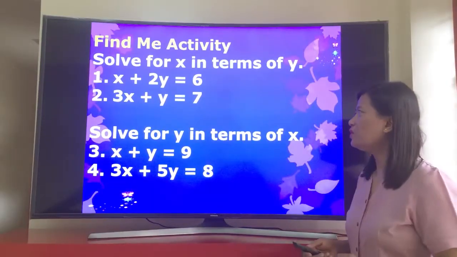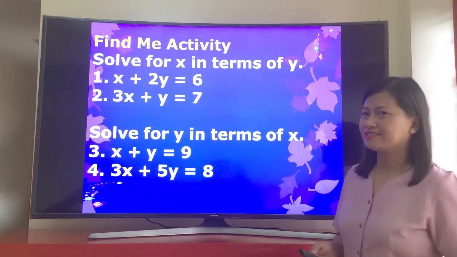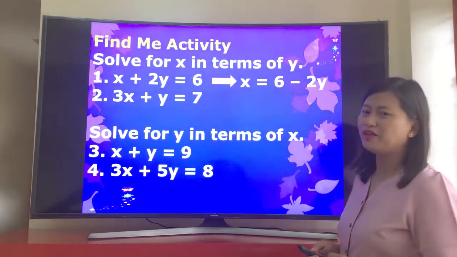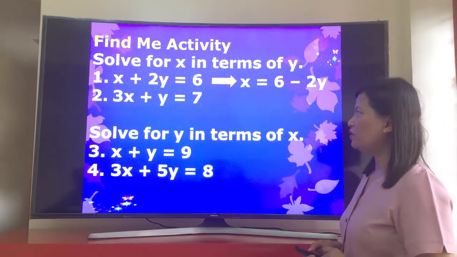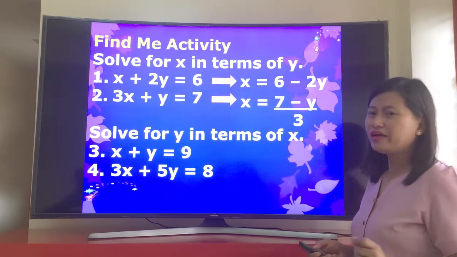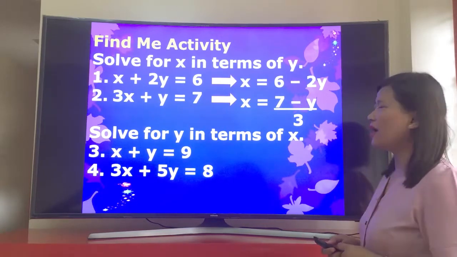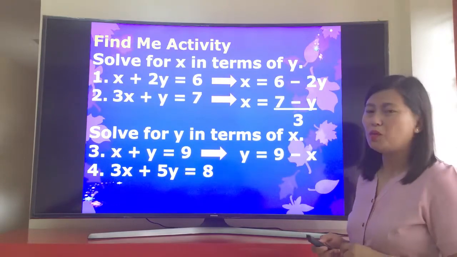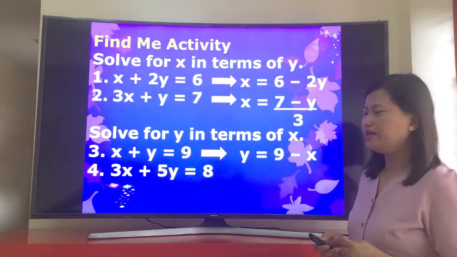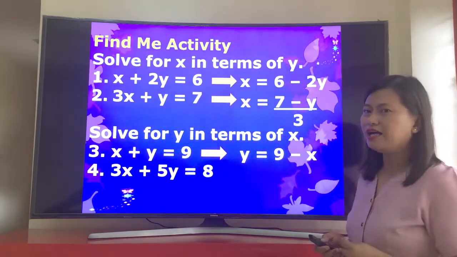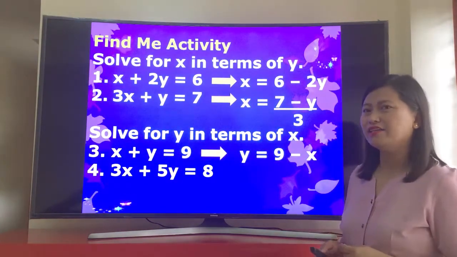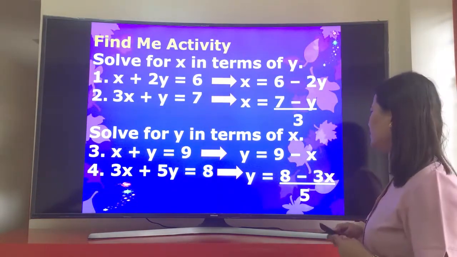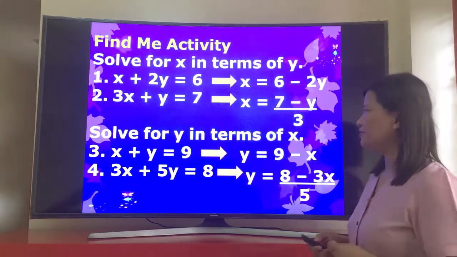Let's check. Number 1. What is x? We have x is equal to 6 minus 2y. Number 2. Our x is 7 minus y all over 3. Number 3. Our y is equal to 9 minus x. And number 4. We have y is equal to 8 minus 3x all over 5.